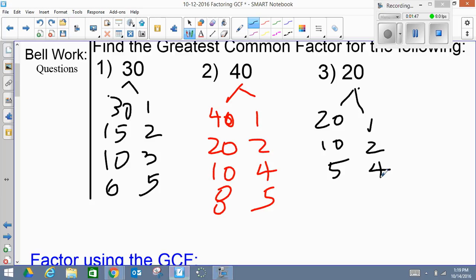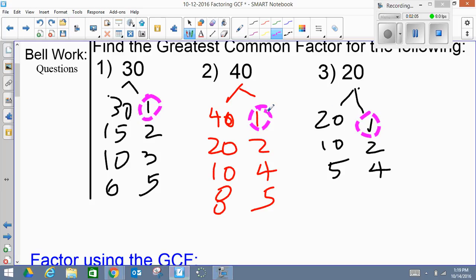Now we're doing the greatest common factor, which means I'm looking for the common factors out of these. Common factor means you have the 1 here as a factor, you have the 1 here as a factor, you have 1 here as a factor. So that's a common factor. It's everywhere. The 30 has it, the 40 has it, the 20 has it.